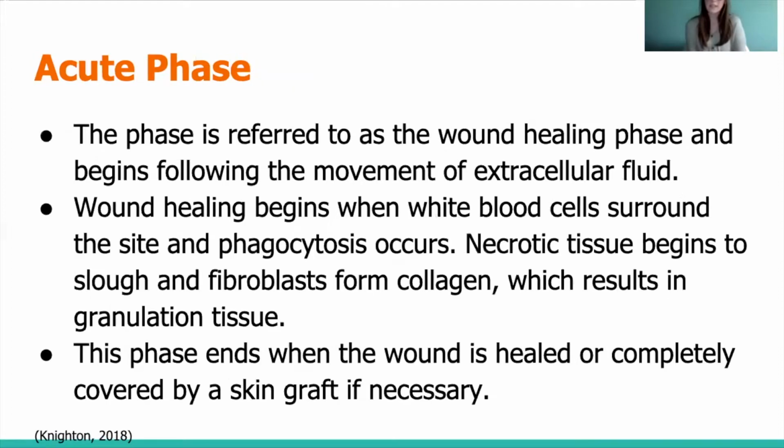So the next phase is the acute phase, and this is also known as the wound healing phase. This begins following the movement of the extracellular fluid. So wound healing begins when the white blood cells surround the site and phagocytosis occurs. Necrotic tissue begins to slough and fibroblasts form collagen, which results in granulation tissue. So throughout this phase, the priority is preventing infection. And this phase will end when the wound is healed or completely covered by a skin graft if necessary.